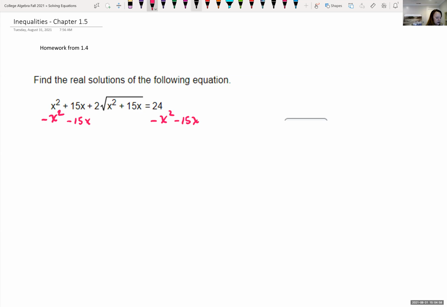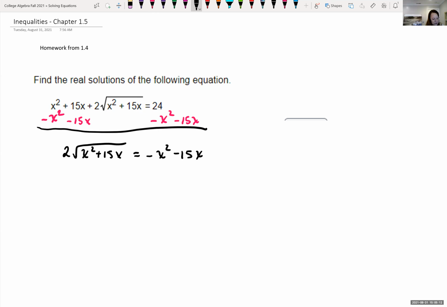And so if I do that, I'm left on the left-hand side with 2 times the square root of x squared plus 15x, which is equal to negative x squared minus 15x plus 24, because none of those are like terms. I could go through and divide every term by 2. The thing is, then I have a fraction and I kind of don't want to deal with fractions.